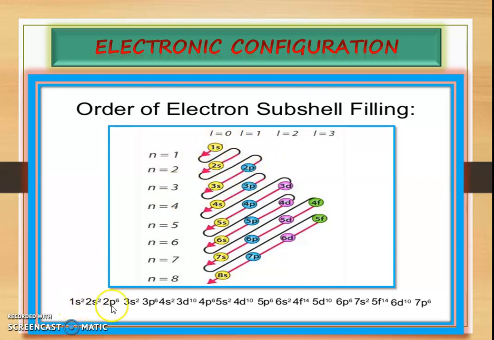As the electronic configuration is written below, you can follow the direction of arrows: 1s first, then 2s, then from the arrow to 2p, and then 3s, then 3p, then 4s. You have seen that it is written according to the direction of arrows.